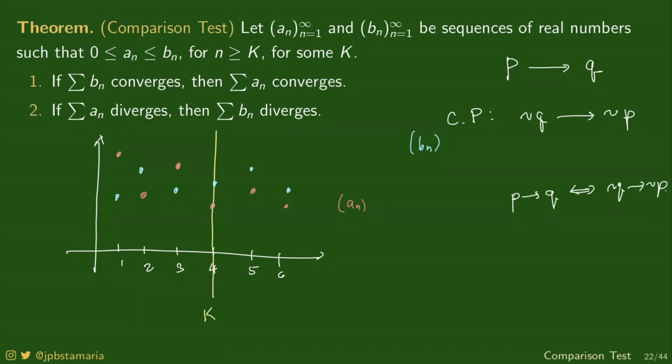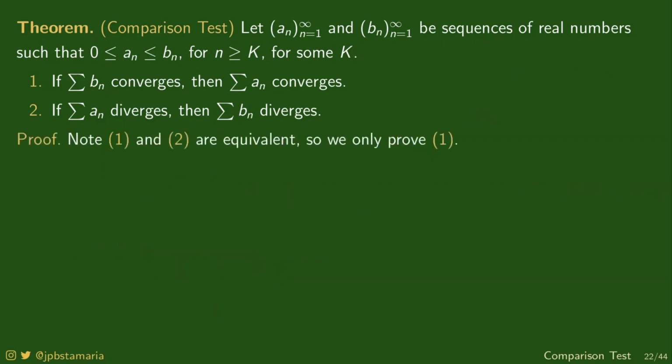In short, pag na-prove natin yung isa, na-prove mo na yung dalawa. Parang buy one, get one. Did you understand? Pag na-prove mo yung isa, na-prove mo na rin yung other one. Kaya gagawin natin sa proof yung number 1 lang, because proving number 1 also means proving number 2. Okay. So we will only prove statement number 1.